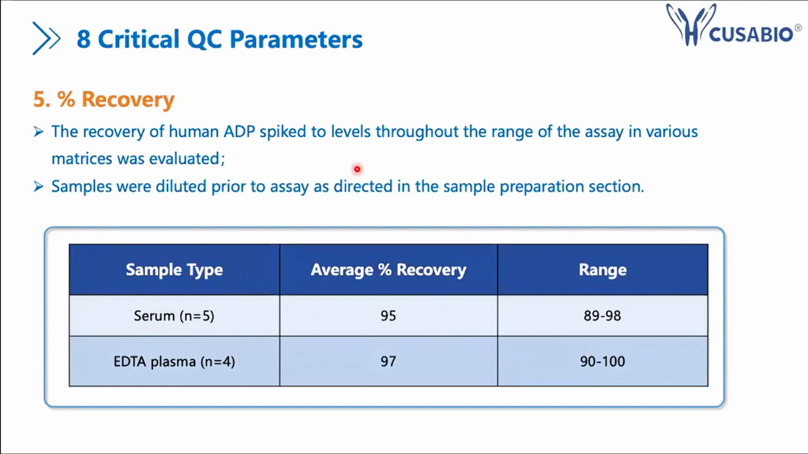As you see, we take the human ADP as a case, and then we calculate the percentage of recovery. Our ELISA kit shows a number close to 100%, meaning that our kit is very good for this parameter.